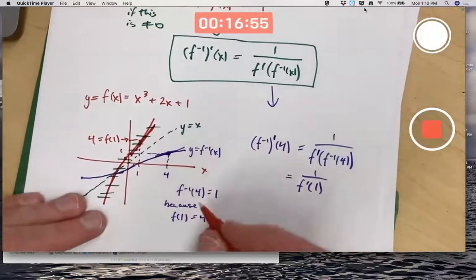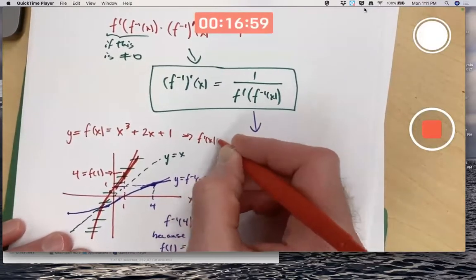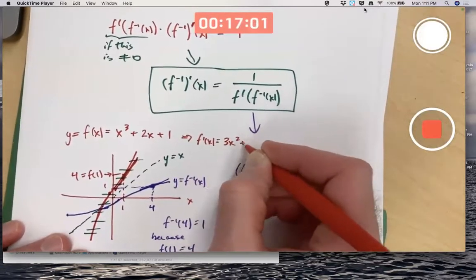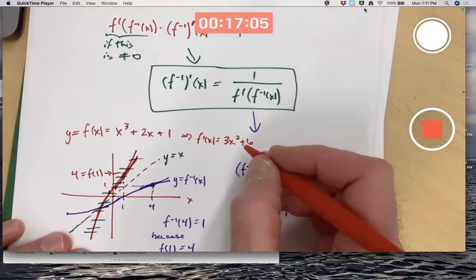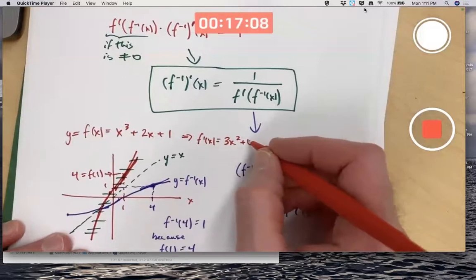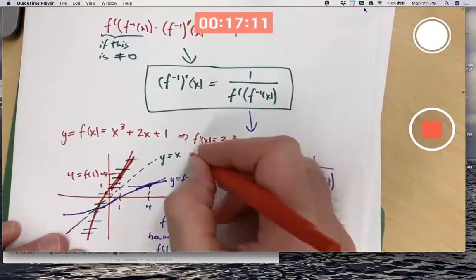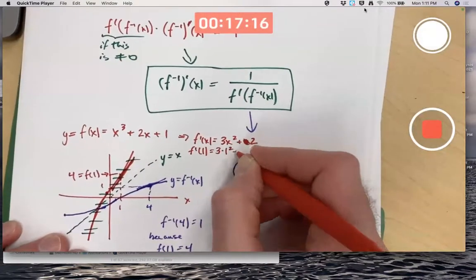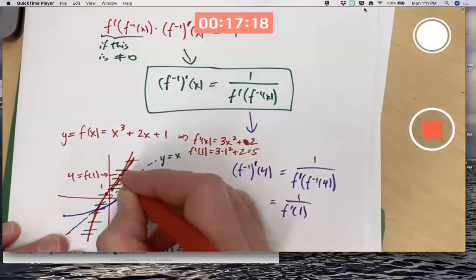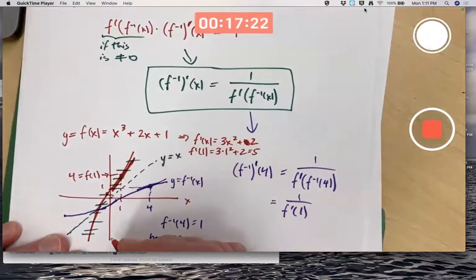To finish the problem, I do need to find f prime. F prime of x here is 3x squared plus 2, sorry, plus 2. F prime of 1, therefore, would be 3 times 1 squared plus 2, which is 5. The slope of this red line is actually 5. Right, no mistakes there, that looks good.